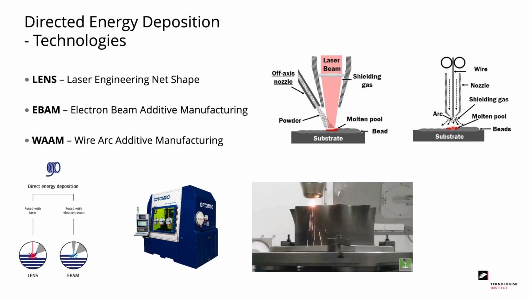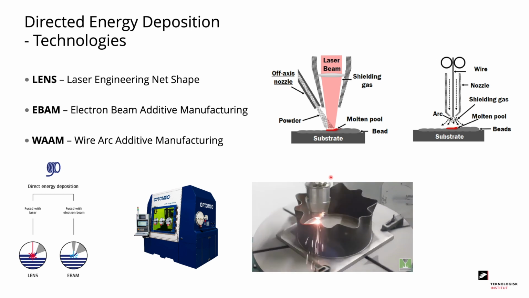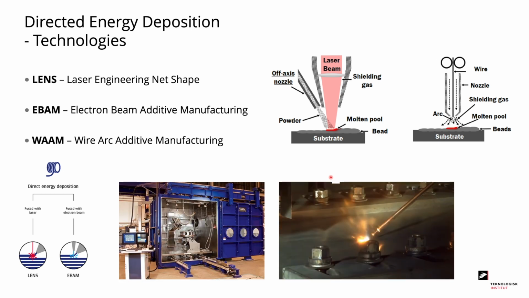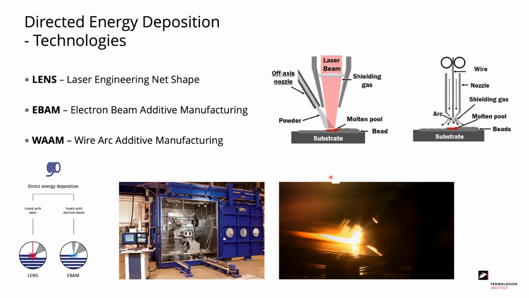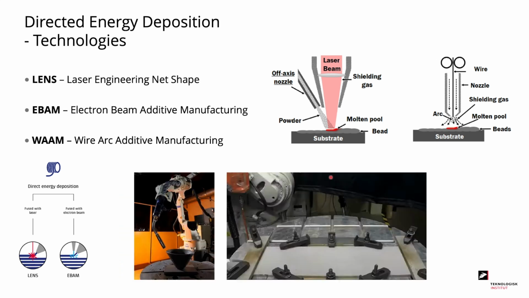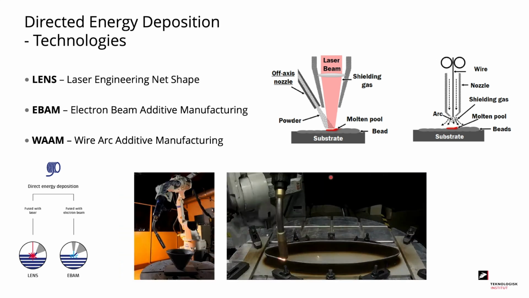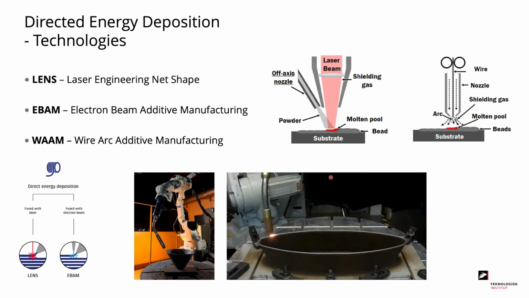If we have a look at the process of the technologies themselves, we can here see how the LENS process works. We are applying our powder together with a laser, allowing us to build up our part. The EBAM process works similarly. However, here we are using a wire to deposit, and we have an electron gun out of view in this video. Finally, we have the WAM process, which is using the wire arc melting to deposit a wire as it is being extruded, and we can see how we can quickly build up a bathtub-like structure.